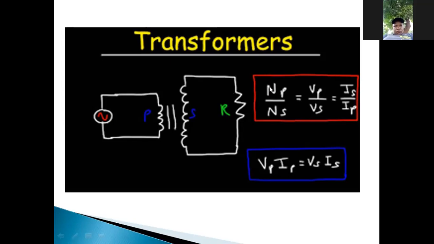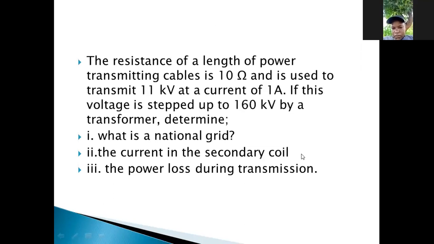The number of turns in the primary coil divided by the number of turns in the secondary coil is equal to the voltage in the primary divided by the voltage in the secondary. Or for current, that one will be inversely proportional. We call it the turns ratio, and also the power, which is voltage times current. For an ideal transformer, the power transmission is consistent. It's the same. If the efficiency of the transformer is 100%, then all the power in the primary coil will be transferred to the secondary coil.